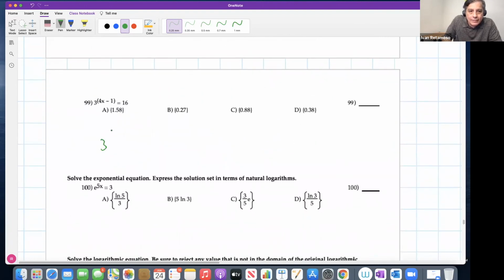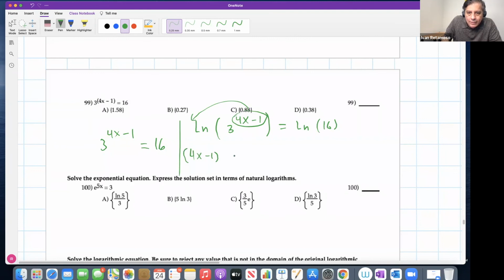But let's look for one. This one: 3 raised to 4x minus 1 equals 16. What to do there? When you cannot write both sides using the same base, I explained, take logs on both sides, right? I'm going to use natural log, but you can also take common log. It doesn't matter. Once you do that, bring 4x minus 1 up front, natural log of 3 here, natural log of 16 here. Divide both sides of your equation by natural log of 3. These are just real numbers, right? Treat them like real numbers. So 4x minus 1 equals natural log of 16 over natural log of 3.